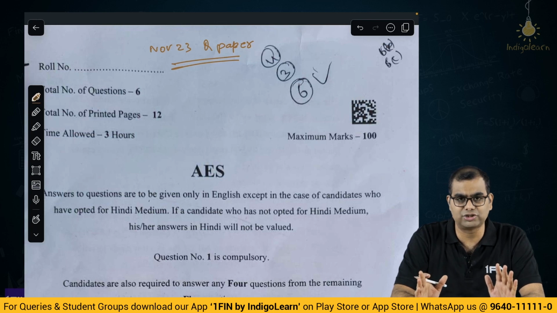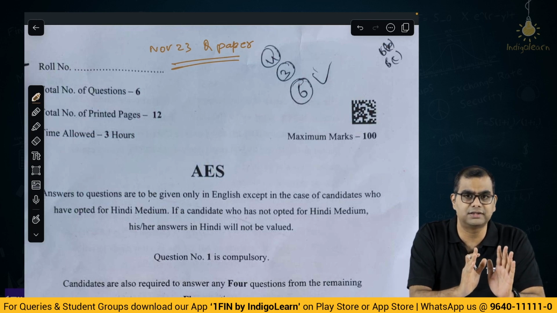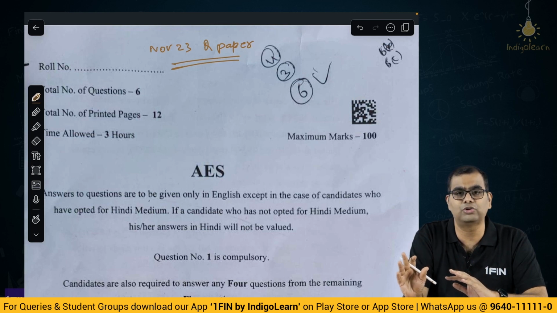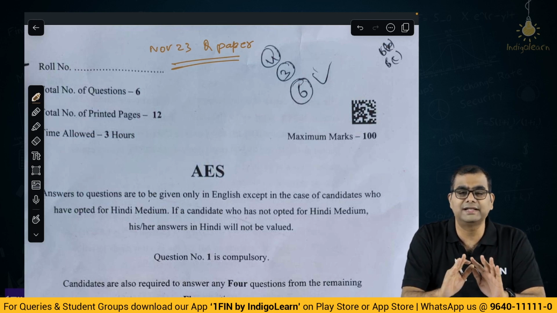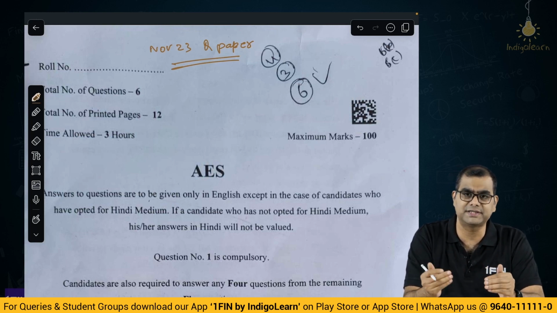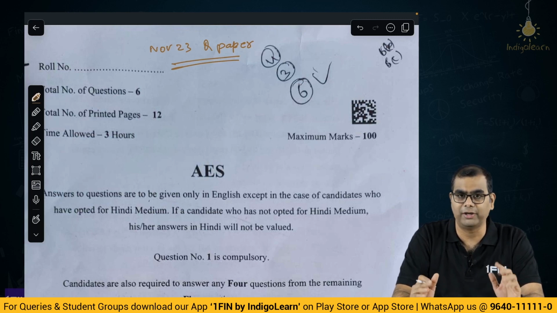Now, let me split the issue into two parts. One, there is an issue with respect to questions. Second, there is an issue with respect to evaluation. Okay, let us keep those two aspects separate. I will handle both of them independently. I will consider both the aspects, and then I will take you through what my opinion is, right?